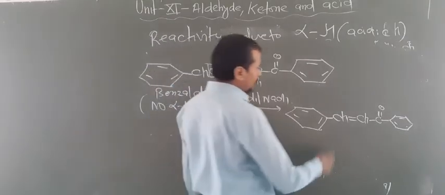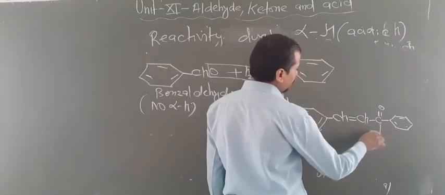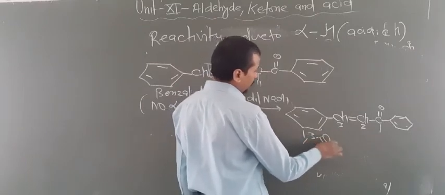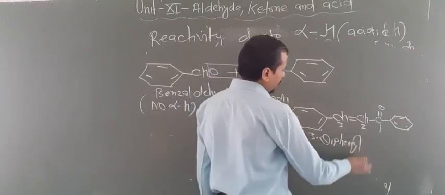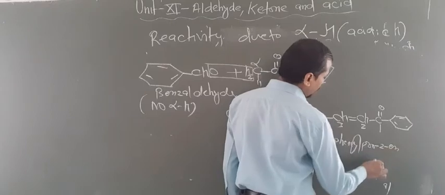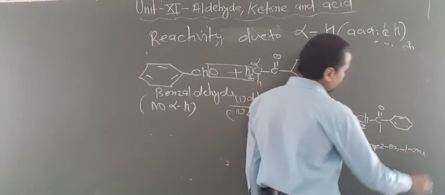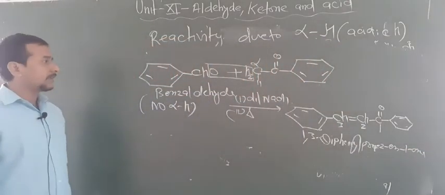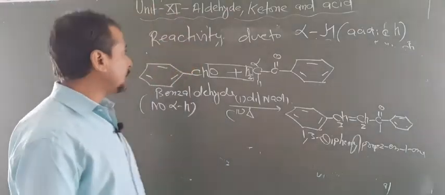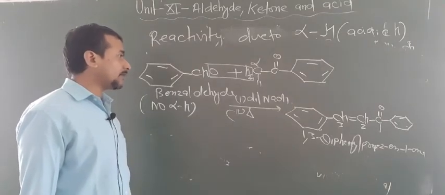In common name this is known as benzylideneacetophenone. In IUPAC name, numbering is done from this carbon because this is the ketonic group. So this is known as 1,3-diphenyl, 3 carbon means prop, 2-ene and 1-one. By this way you can know about aldol reactions and aldol condensation. Okay dear students, this is most important for board examinations.